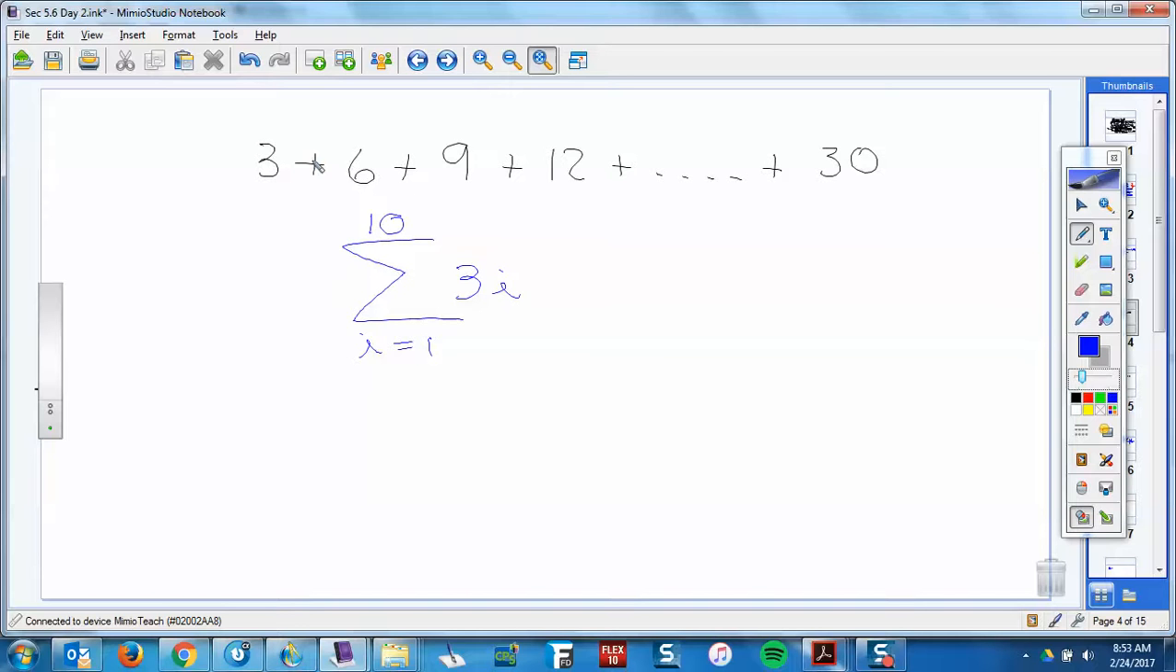Because you plug a 1 in, that'd be 3. You plug a 2 in, that'd be 6. You plug a 3 in, that'd be 9. Plug a 4 in, that'd be 12. All the way to 10: 3 times 10 is 30. It's always about figuring out the first couple and then making sure it fits with the last one. So that was a pretty easy one.